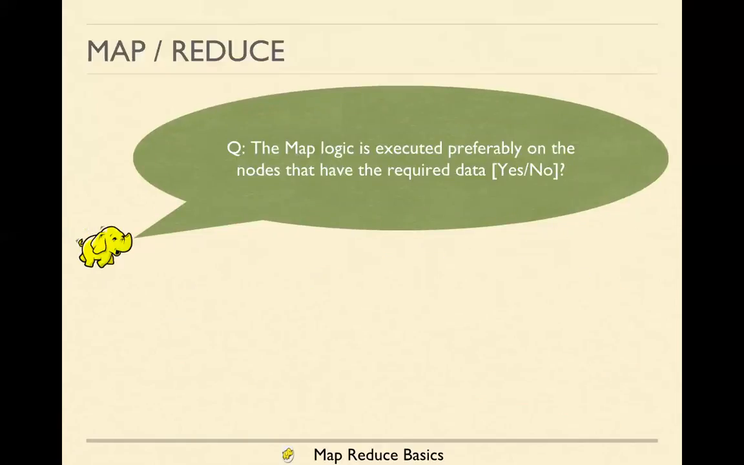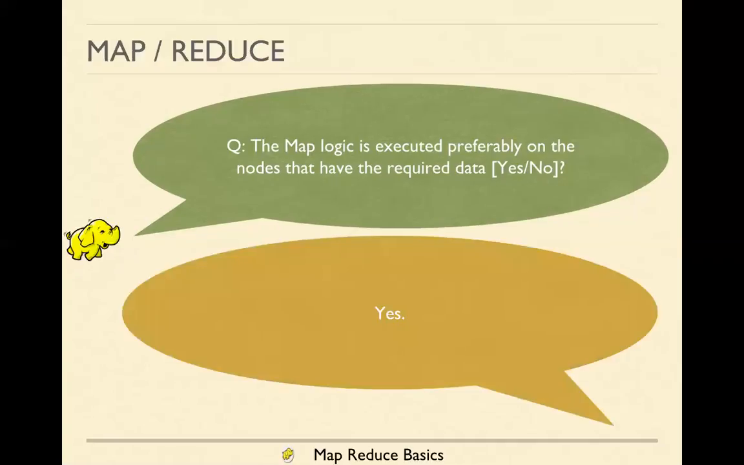All right. The next question is, map logic is executed preferably on the nodes that have the required data. Yes or no? Yes, so all of you are right. The map logic is executed preferably on the nodes that have the required data. This is called data locality.